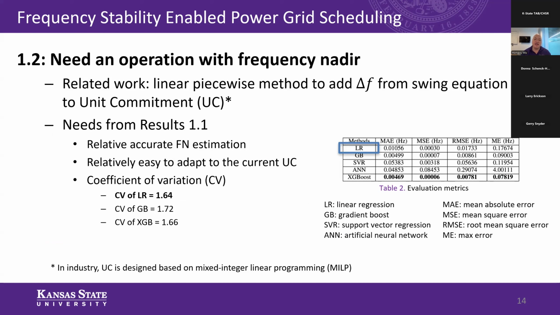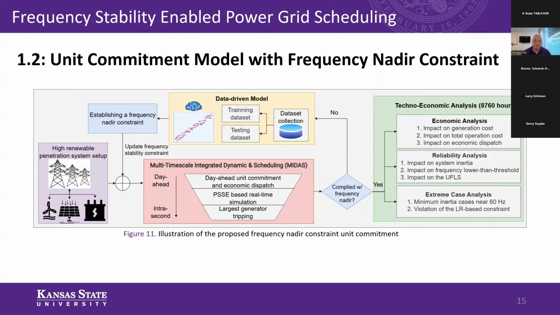So in here, we identify three needs for the integration. The first one is accuracy prediction. The second one is UC compatibility, especially for the mixed integer linear programming. The last one is consistent performance. So based on all those criteria, we finally chose linear regression to be selected as this task to integrate the UC model over there.